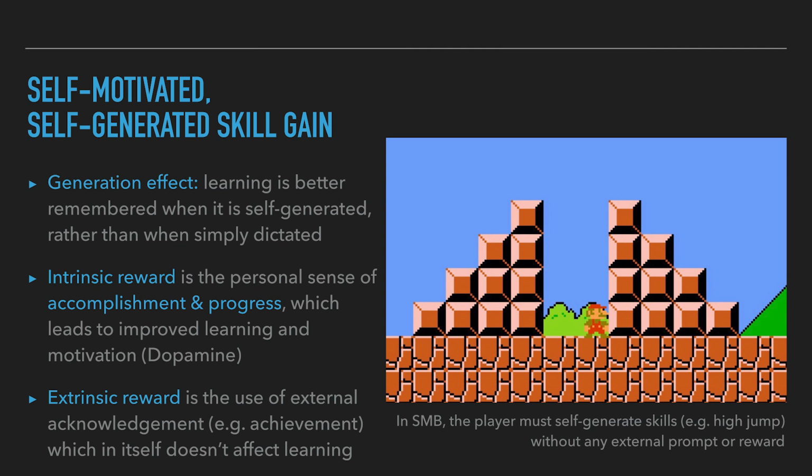Self-motivated and self-generated skill gain. The generation effect says that learning is better remembered when it's self-generated, when you actually produce this information by yourself, rather than being told or dictated. So we know about the intrinsic reward, the personal sense of accomplishment and progress that involves dopamine, increases the motivation, helps you learn, helps you retain, and makes you want to do the same thing over and over again. Extrinsic reward is more like the external acknowledgement.